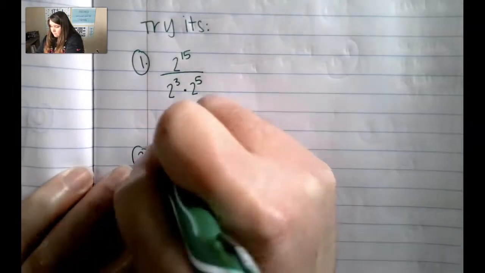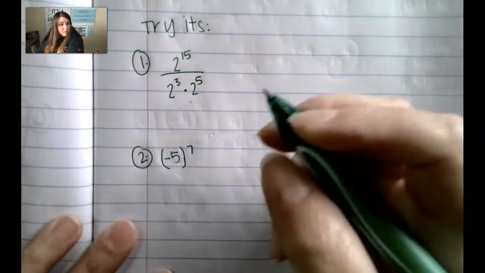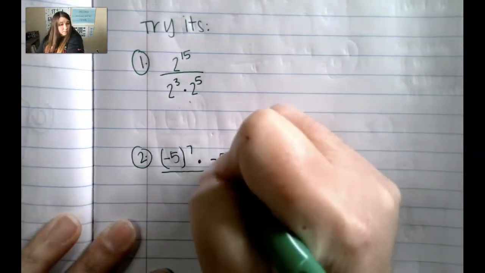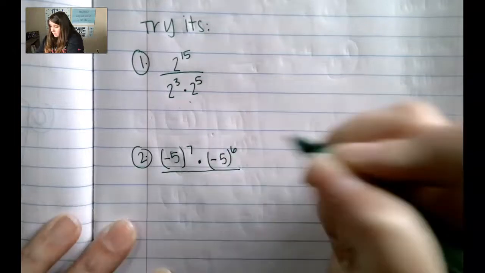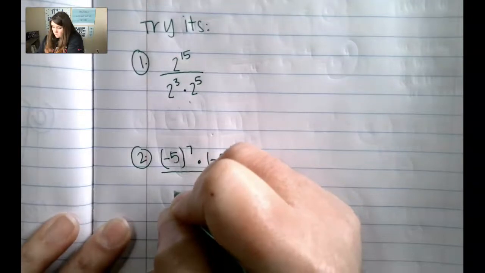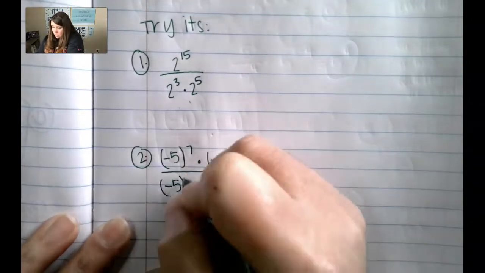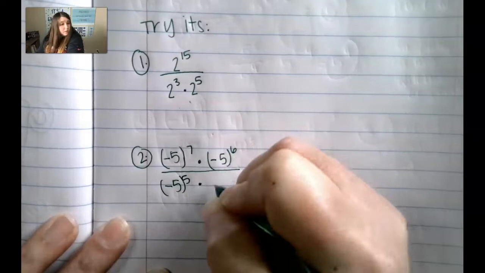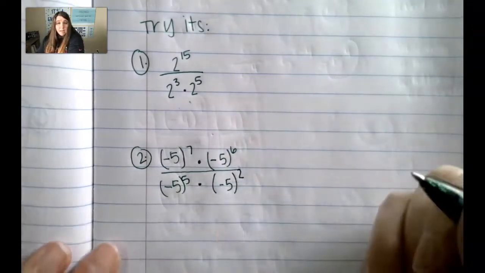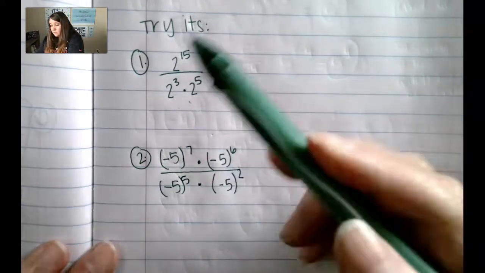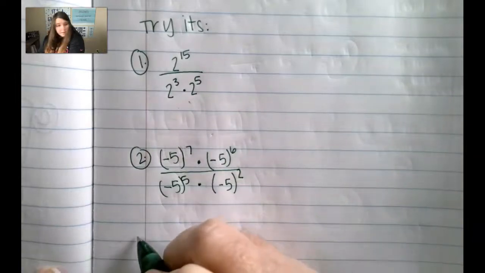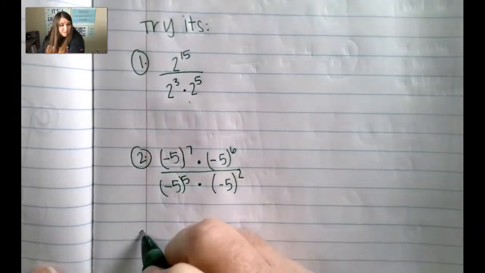So we have -5 to the 7th times -5 to the 6th over -5 to the 5th times -5 squared. So again, you can solve this just like we did with letters C and D. And then there is a bonus try it just for fun.